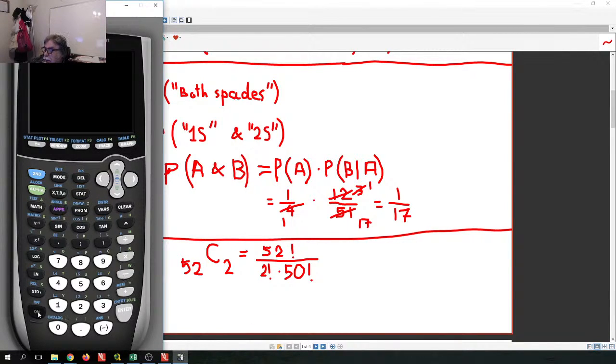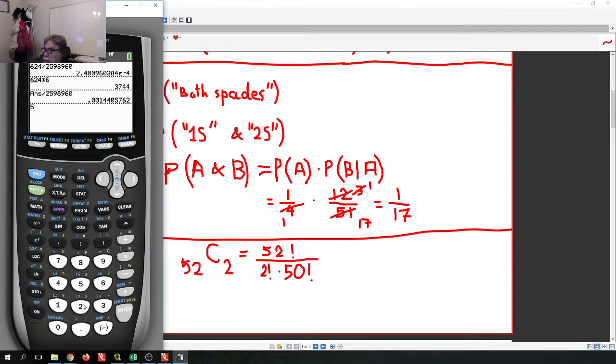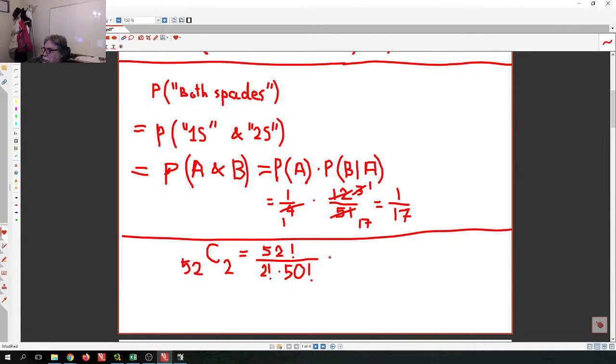So one way or the other you can use your calculator. So that's 52, math, probability, combinations, chooses 2, and the calculator says it's really not that big a number. Eventually 1326.